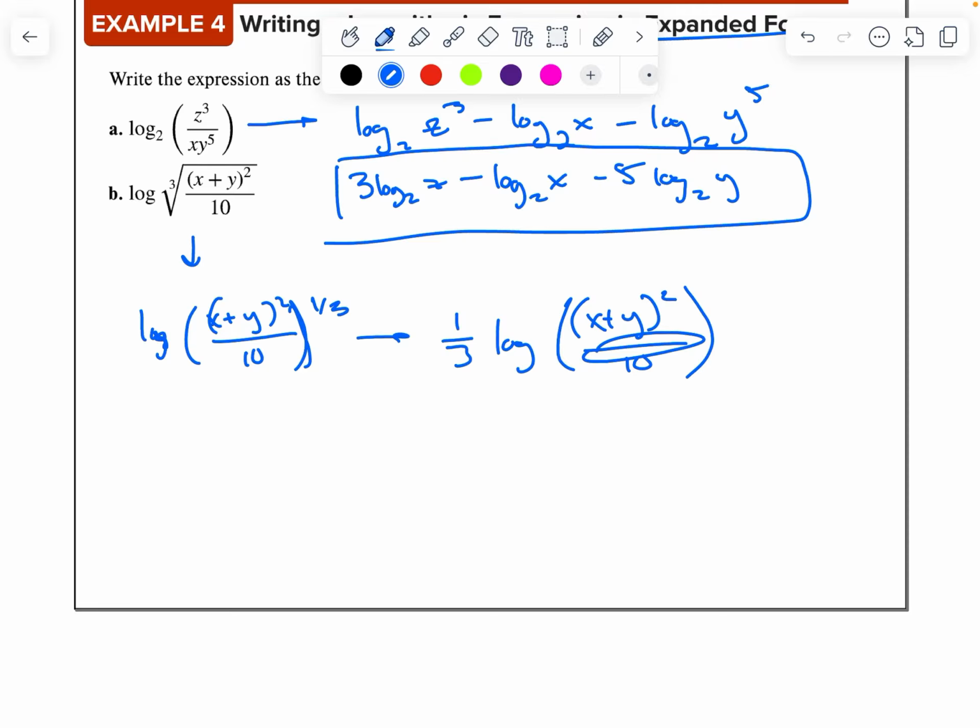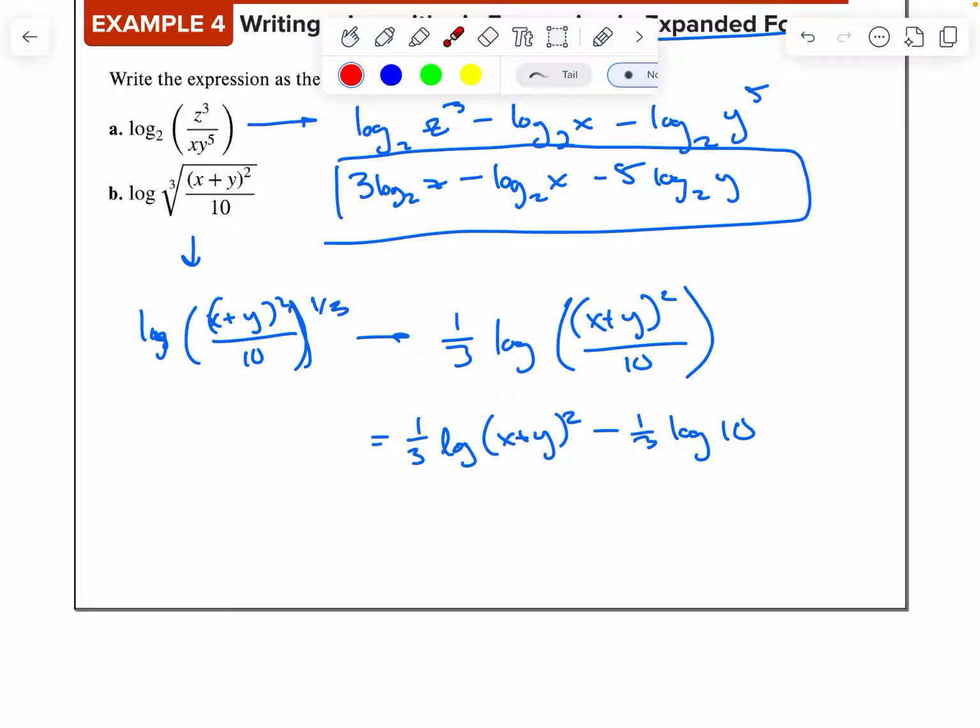I'm just trying to work from the broadest to the most narrow, that furthest outside to the furthest inside. So the 1/3 was the furthest outside, the broadest stroke of this pen. The next thing is my division. So I can rewrite this as 1/3 log of x plus y squared minus 1/3 log 10. The 10 was the thing being divided here. It was on bottom, so it got subtracted. Remember, division breaks into subtraction.